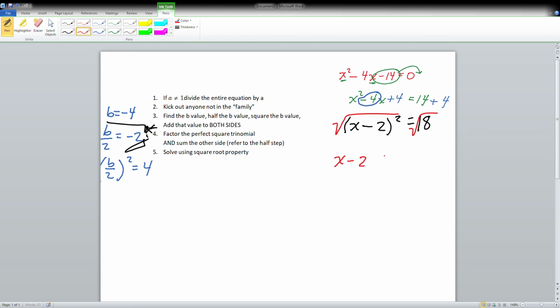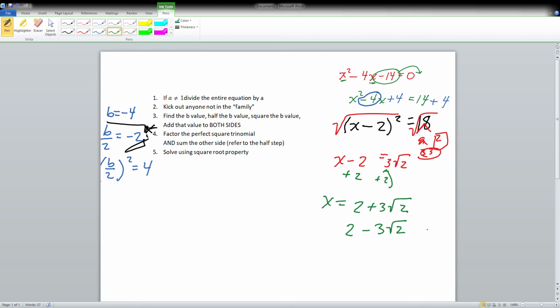On the right side, 18 breaks down into 9 and 2, 3 and 3. 3 goes out, loner stays home. So 3 square root 2, but remember it's both positive and negative. I'm going to add the 2 to both sides. I'm going to put it in front. So that means I'm going to get x equals 2 plus 3 square root 2 and 2 minus 3 square root 2.